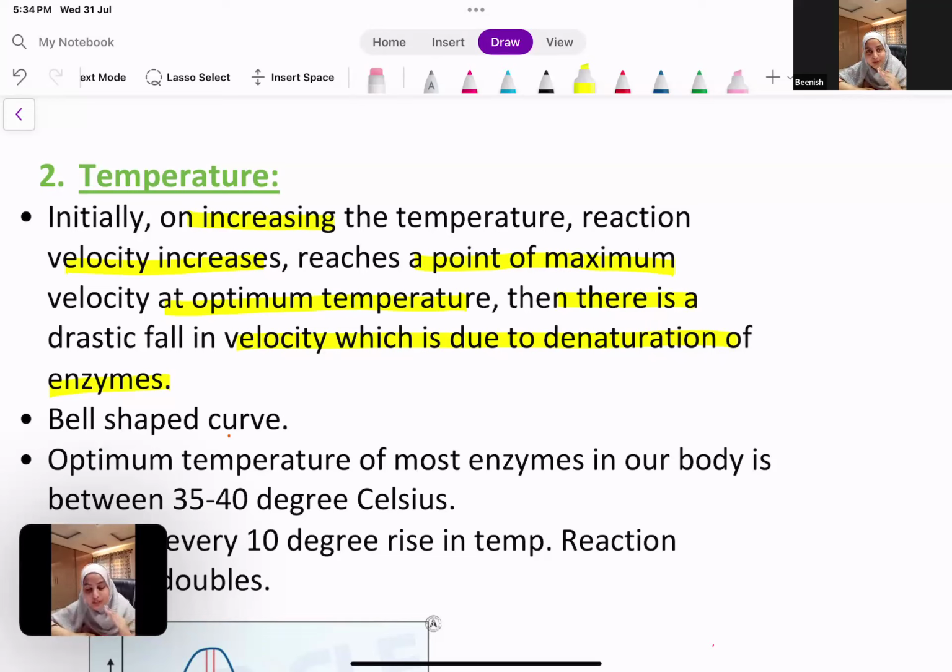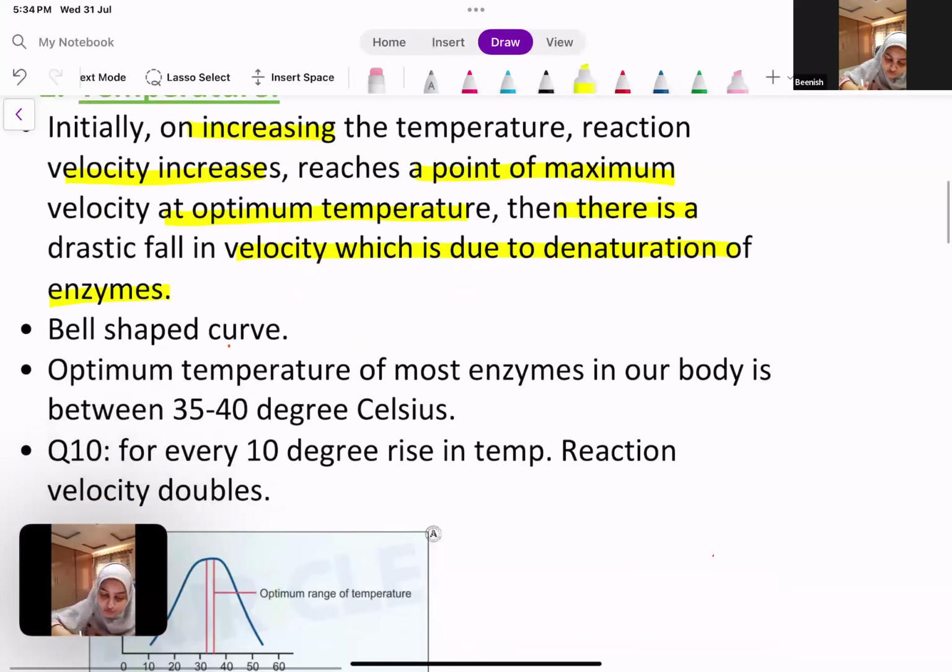So as you increase the temperature, the reaction velocity is going to increase until it reaches a maximum point. Okay, that is where your reaction velocity is maximum, and this is the optimum temperature for a given enzyme. Now what happens beyond an optimum temperature? If you still continue to increase the temperature, what is going to happen? There's going to be a drastic fall in the velocity of the reaction. And why is this happening? Because of denaturation of the enzymes. As your enzymes are proteins, and proteins, we all know, get denatured at high temperatures. Okay, so this is going to give a bell-shaped curve.